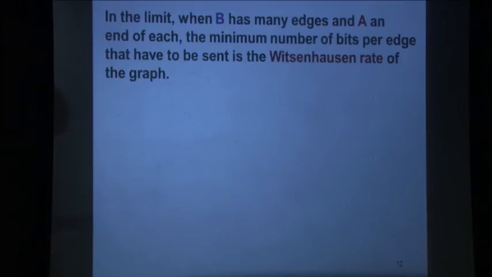Didn't hear? Is it related to the Shannon capacity?